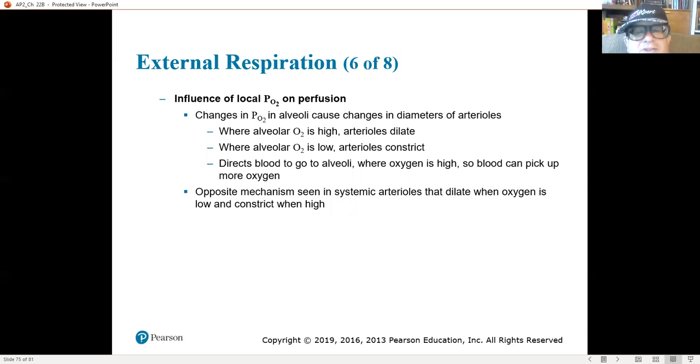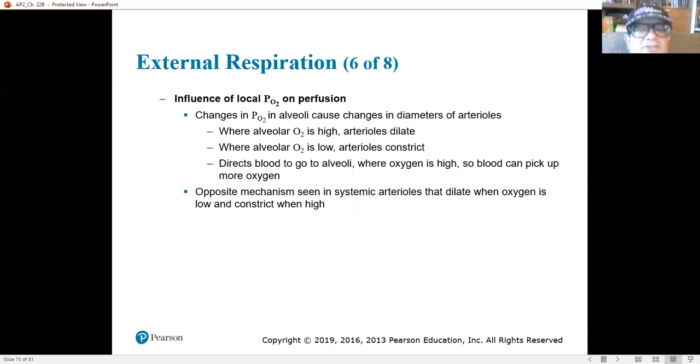Where alveolar oxygen is low, the arterioles constrict. What we're saying is, if you've got a damaged area of the lung, or you just have poor air, you don't send blood to that alveolus. You try to find one that works better, one that has more oxygen in it. This directs the blood to go to the alveoli where oxygen is high, so the blood's good at picking up oxygen.